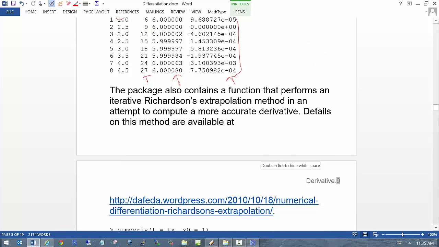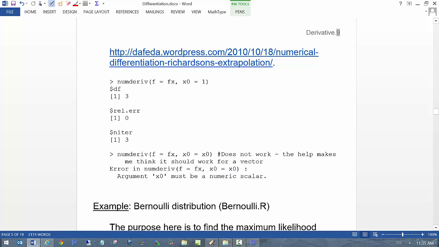Now this package actually contains other ways to do some of these numerical derivatives. You can take a look at it on your own if you are interested.